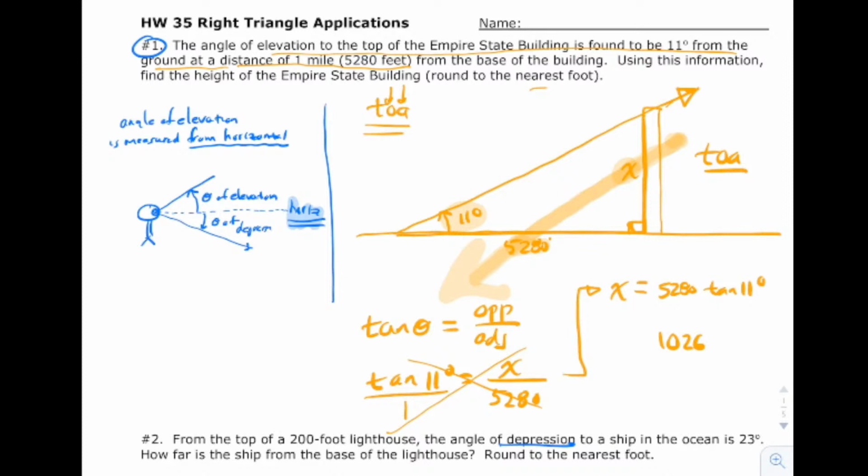I should learn that someday. So it's 1,026 feet tall. Yep. Okay, so the hardest part, I think, was figuring out that it was a tangent that we needed.